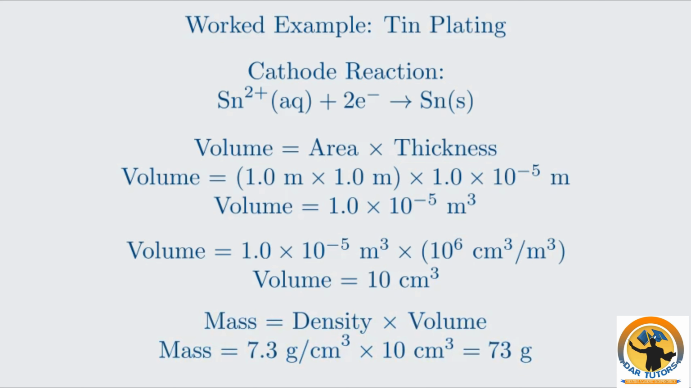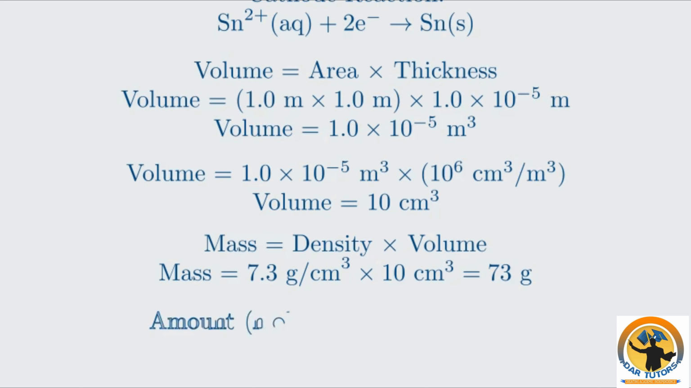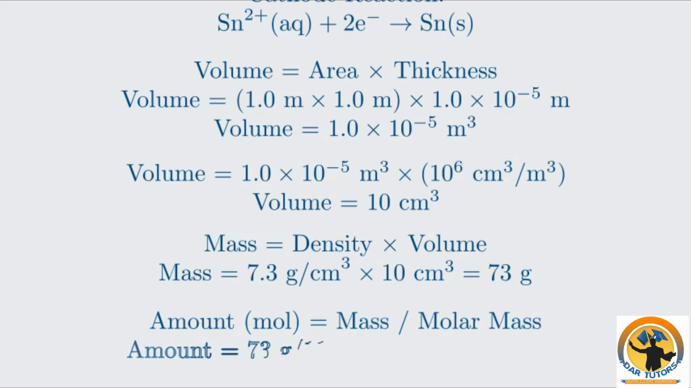Finally, to find the moles of tin, we use the molar mass, which for tin is 118.71 grams per mole. Moles is mass divided by molar mass. 73 grams divided by 118.71 grams per mole gives approximately 0.61 moles of tin. This is the amount of tin that must be plated onto the sheet.